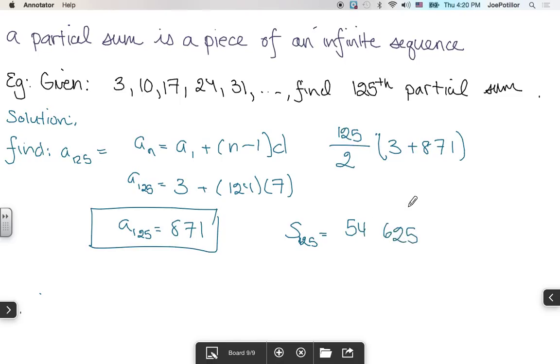Simple enough. So I will leave you and we will come back and do some application problems.